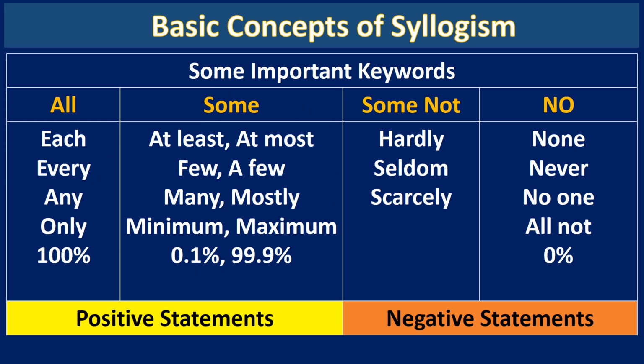Positive statements are those that establish a direct relationship between two terms. Negative statements, on the other hand, are those that establish an indirect or negative relationship between two terms. Some important positive and negative keywords are presented for your reference.